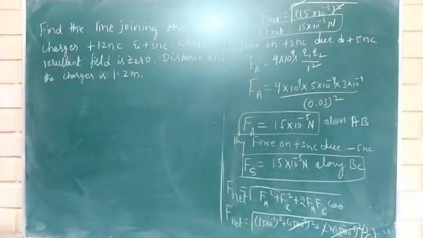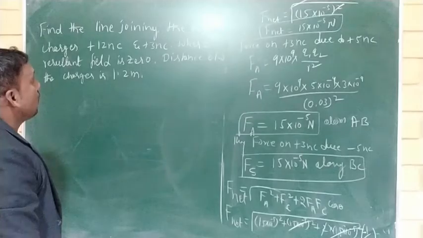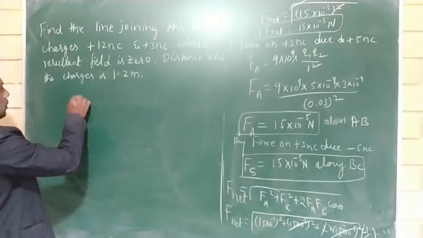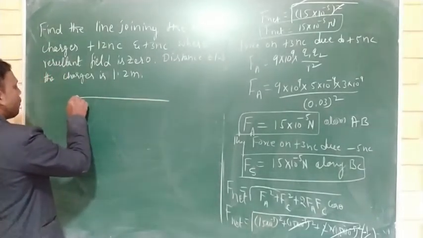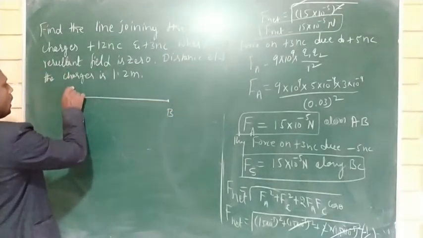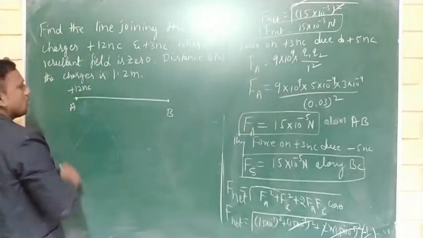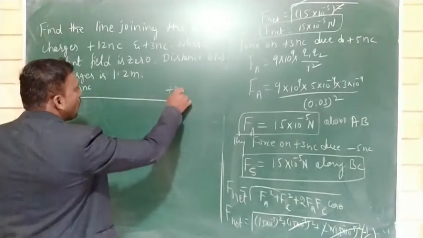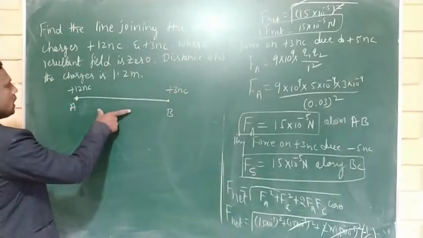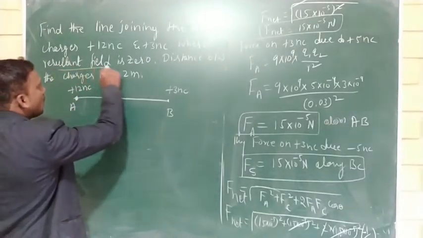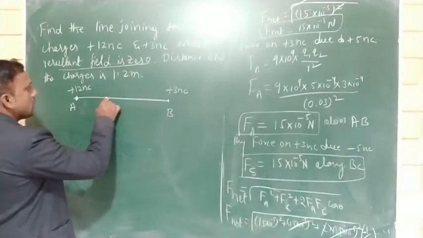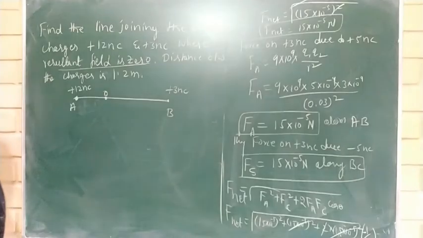Here, find the point on the line joining the two charges where the resultant field is 0. Consider two charges placed at point A and point B. At point A, a plus 12 nanocoulomb charge is placed. At point B, a plus 3 nanocoulomb charge is placed. At what distance between these two charges is the resultant electric field 0? We don't know at what point the electric field is 0, so I consider the point to be O.